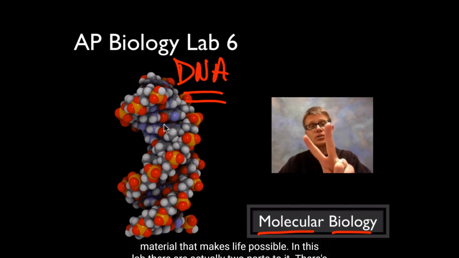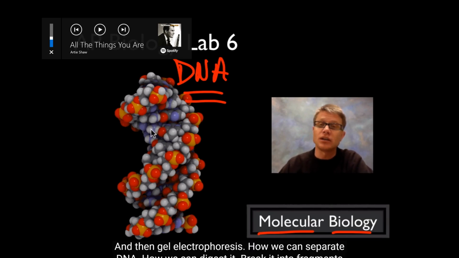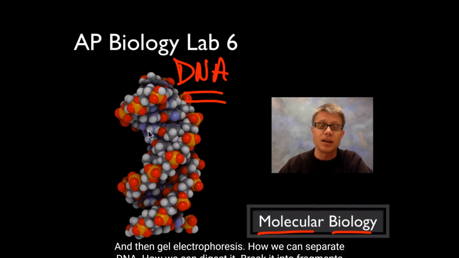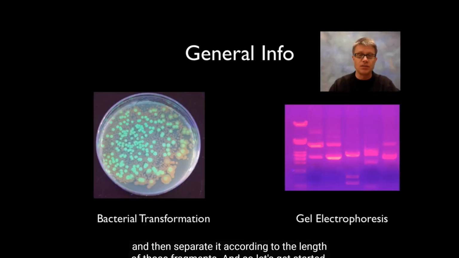In this lab, there are actually two parts to it. There's the transformation part, where we can transform a bacteria, make it different using a plasmid, and then gel electrophoresis, how we can separate DNA, how we can digest it, break it into fragments, and then separate it according to the length of those fragments. And so let's get started.